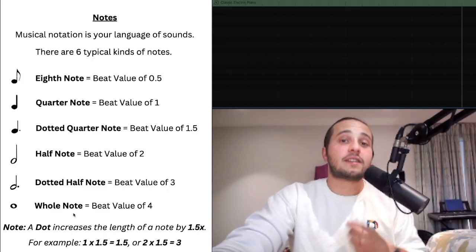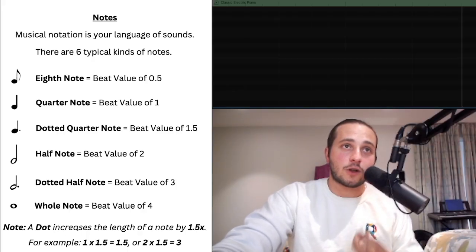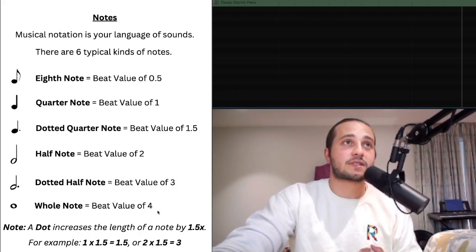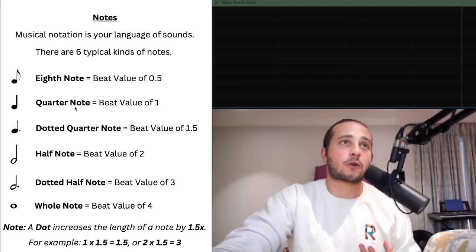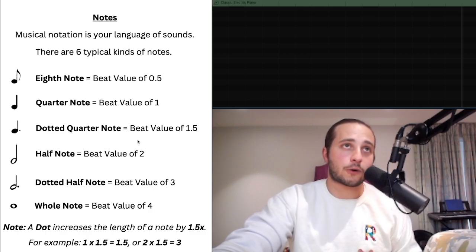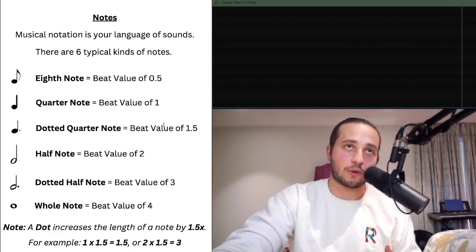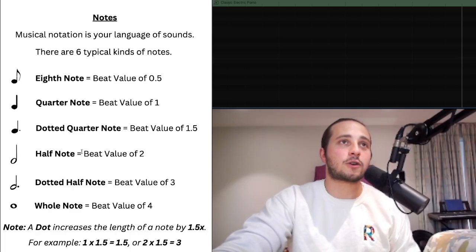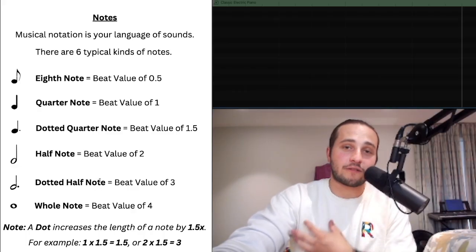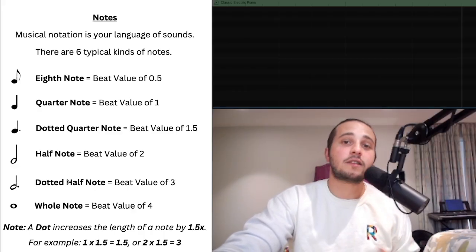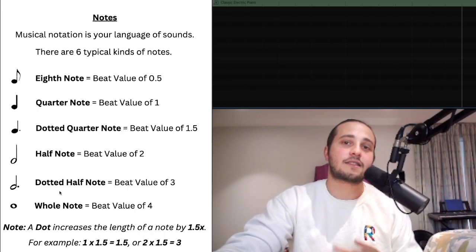And if you notice, the dot increases the length of a note by 1.5 times. So for example, our quarter note is 1, and our dotted quarter note is 1 times 1.5, which is 1.5. Or our half note is 2, and our dotted half note is 2 times 1.5. Half of 2 is 1, so 2 plus 1 is 3.